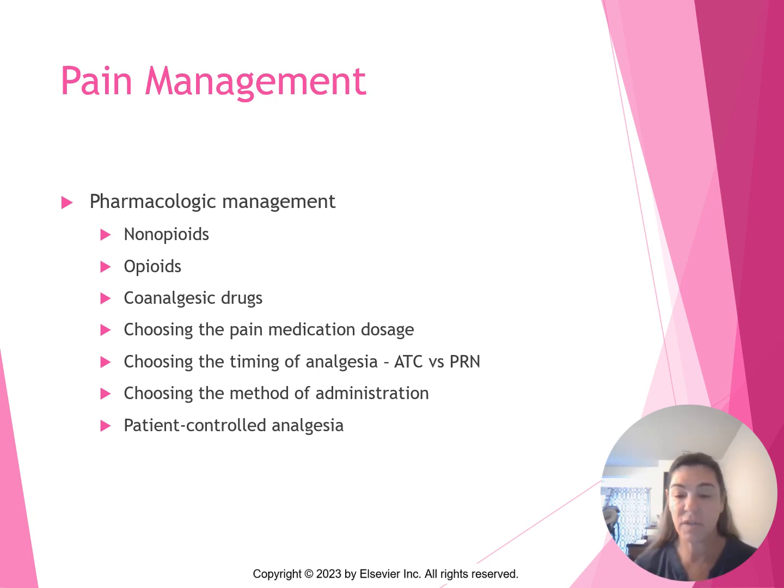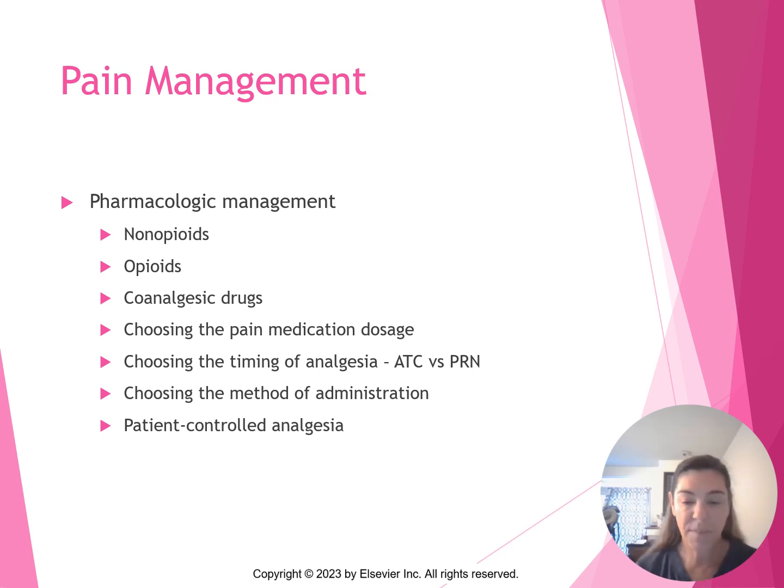Choosing the pain medication dosage, again, we make sure that we give the right medication for the right pain level. And in your orders, you will generally see a Tylenol given for a pain of 4 to 6, and then the opioid medication given for a pain of 7 to 10. So when we go and assess their pain, we need to make sure that we give them the right pain medication that fits that pain level that they are reporting.